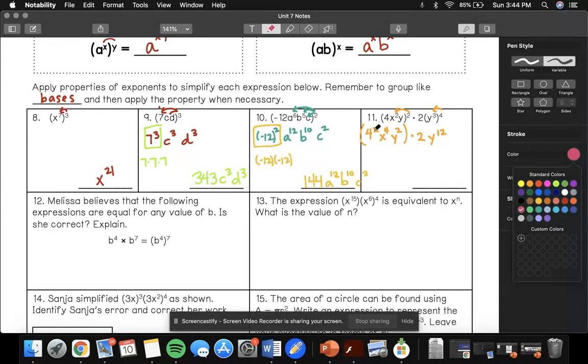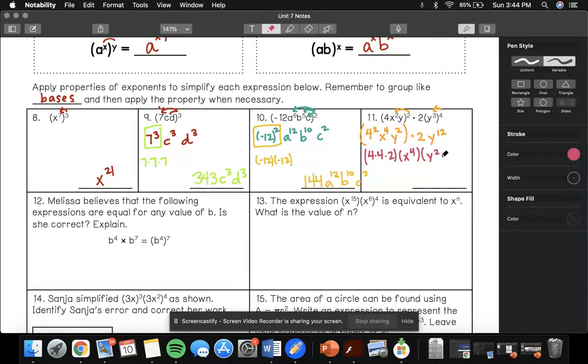So now I'm going to group my numbers together. So I have 4 to the 2nd, which is 4 times 4. And I also have this times 2. Again, I can multiply any base numbers together. Okay. I also have x to the 4th, and that's being multiplied by no other x's, so I'm just going to group that by itself. Finally, we have y to the second, and that's being multiplied by y to the 12th.